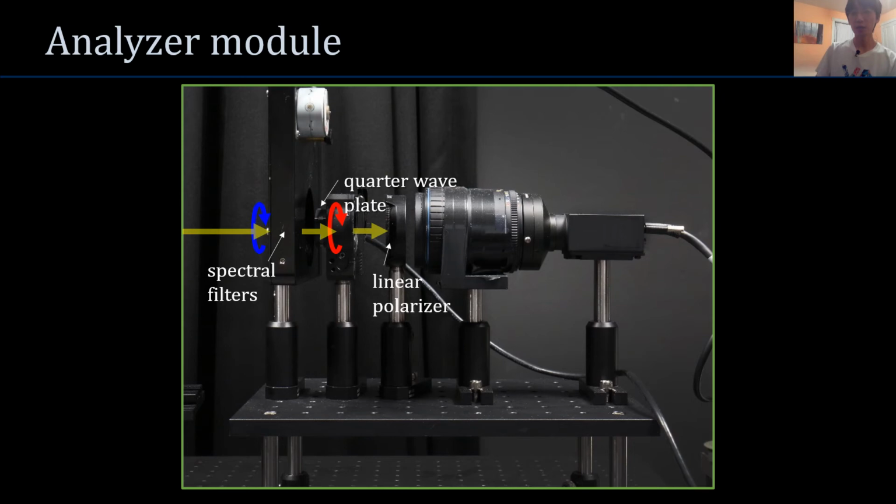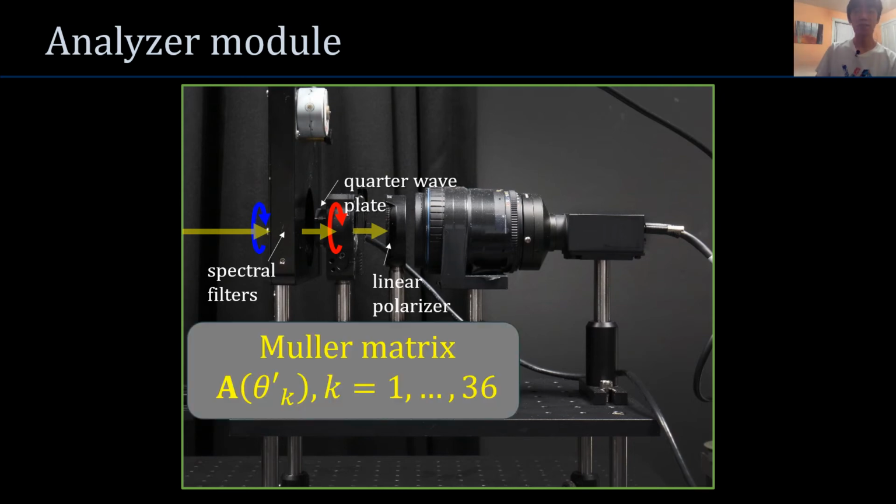Polarimetric change by these analyzing optics is modeled as a Mueller matrix function A, depending on the retarder rotation angle. Similar to the polarizing optics, we set 36 different angles. The light is then focused by a lens and captured by a monochromatic camera.